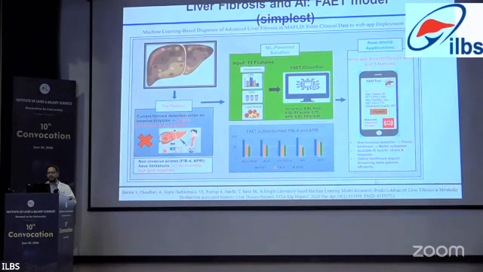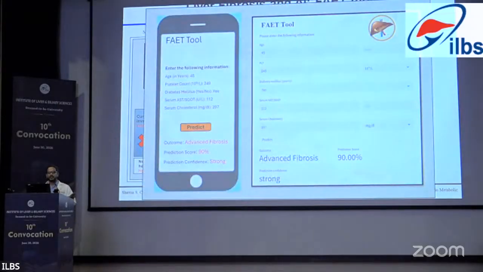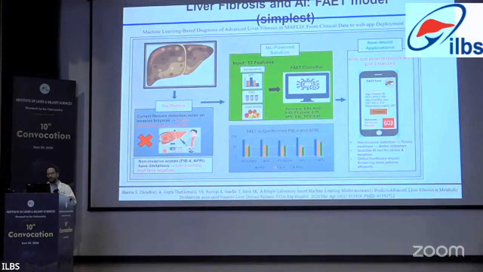So this is the model which has come up, and the score is very simple. You can see here, this is what you put in. We have developed a web-based model. Put in the age, platelet. Go back to the previous slide. Explain this to everyone.